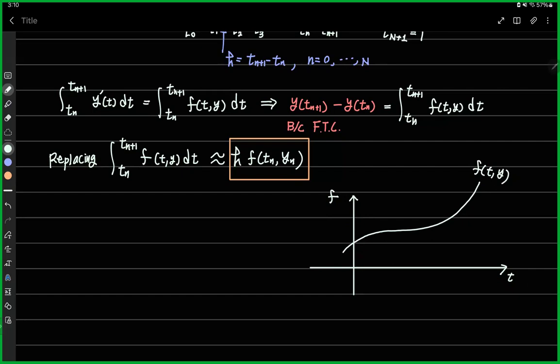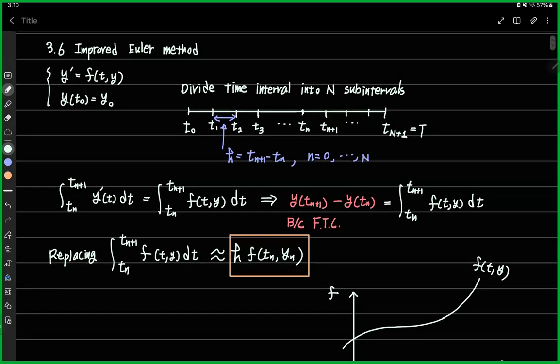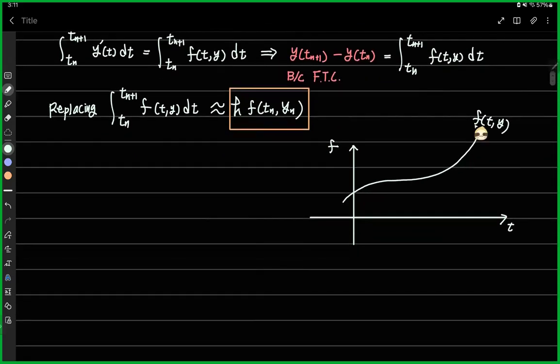So how can you guarantee that the function f is continuous? Because when you define the initial value problem, we assume that the solution exists, which means that by the existence and uniqueness theorem of initial value problems, we already assume that f is continuous, and then the derivative of f is also continuous on that time interval. So by those assumptions, we can draw the graph of f like this. Keep that in mind.